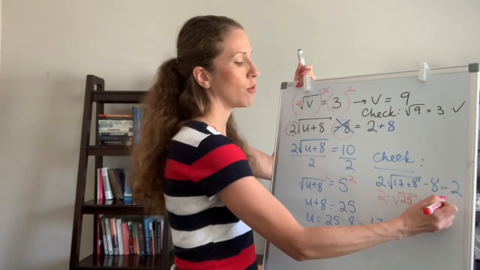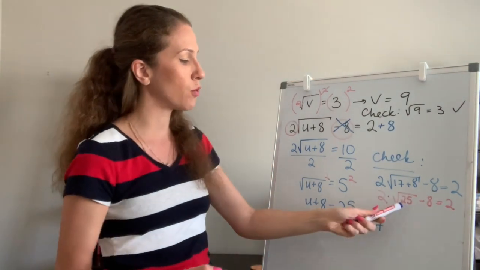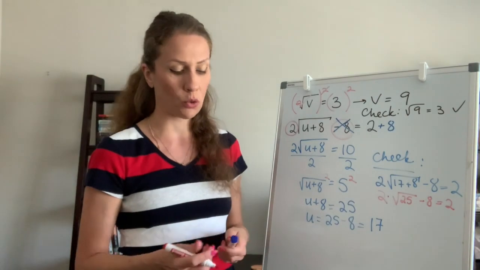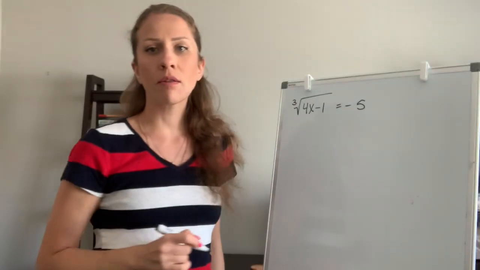We assume it's equal to 2. We need to check that. So the square root of 25 is 5. 2 times 5 is 10, 10 minus 8 is 2, so it works. The answer is 17. So now let's look at this problem.